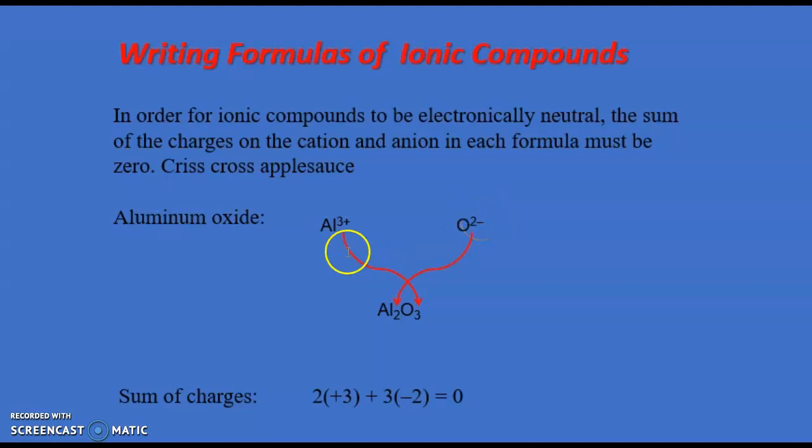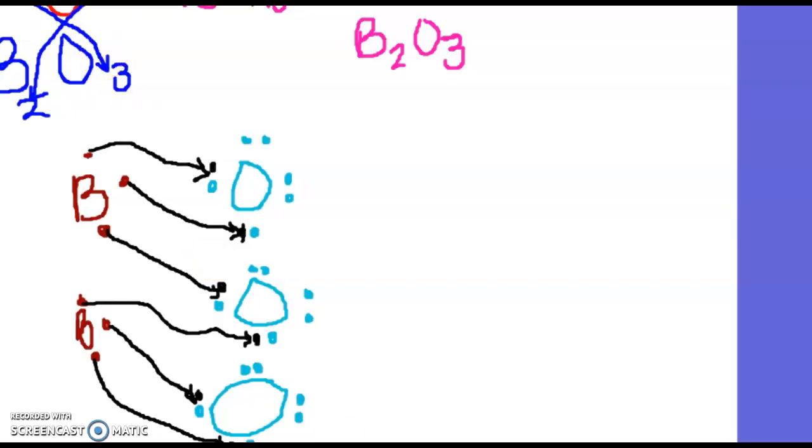So all you do to write the formula is you take the charges and you crisscross them. So what was behind the aluminum now goes behind the oxygen, and what was behind the oxygen now goes behind the aluminum. So now the formula is Al2O3. So that means that it's going to take 2 aluminums and 3 oxygens to bond correctly in that formula. I'm going to try to switch the screen here for a minute.